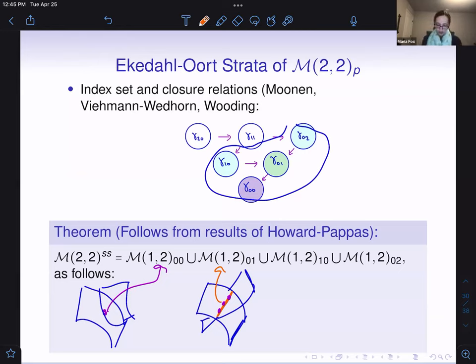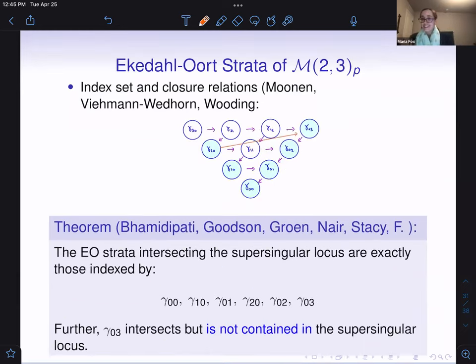So in this way, our supersingular locus and the Ekedahl-Oort stratification are all tied up in each other. We can learn important facts about the supersingular locus by studying the Ekedahl-Oort stratification. But we've learned that things get more complicated in signature (2,3), and indeed they do. So this is one of the results in forthcoming work, joint with Bamidipati, Goodson, Grun, Nair, Stacey, and myself, which is we've shown exactly which Ekedahl-Oort strata intersect the supersingular locus.